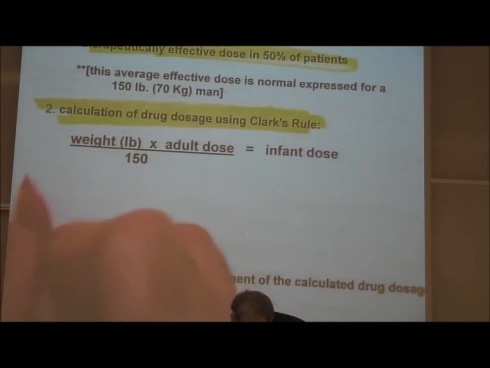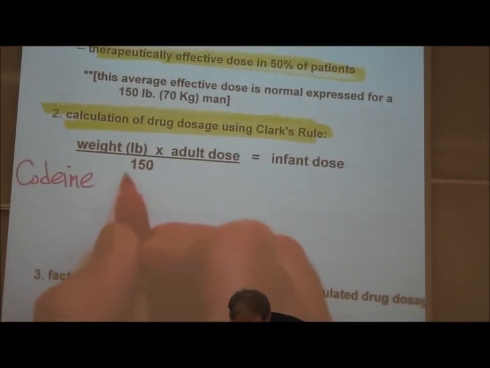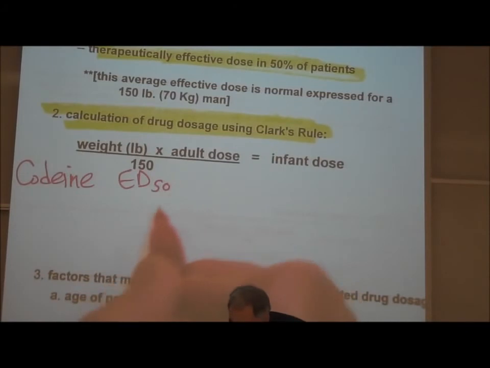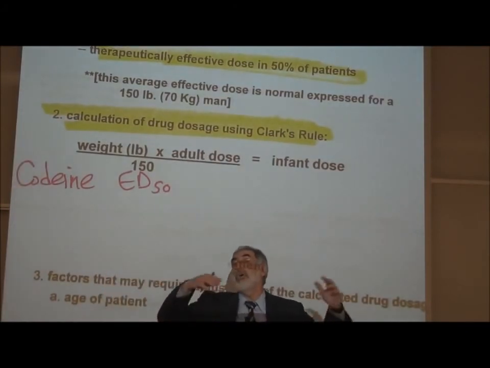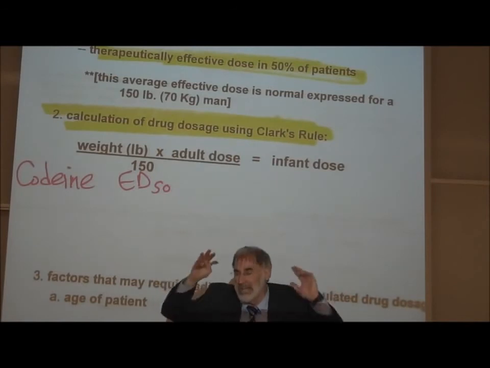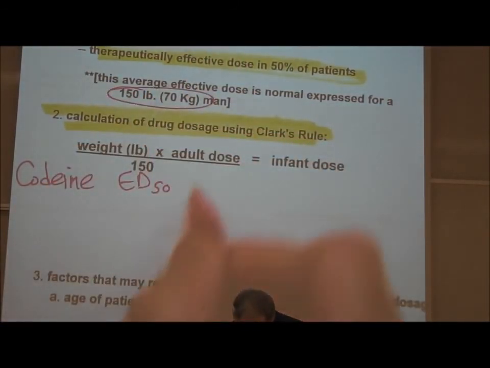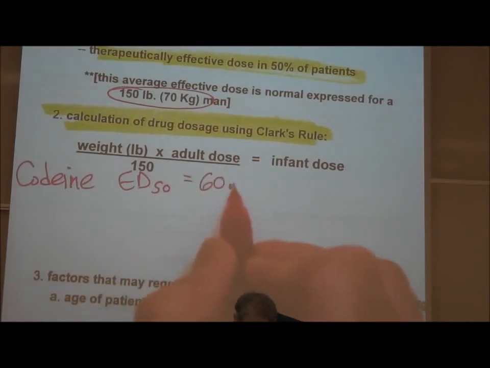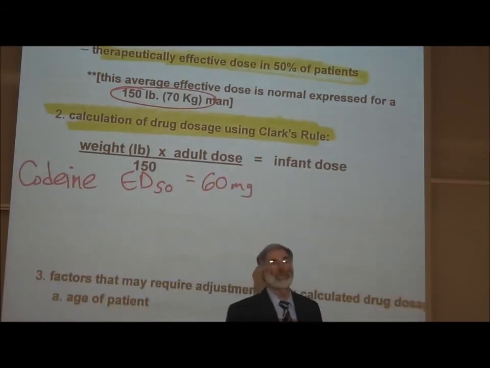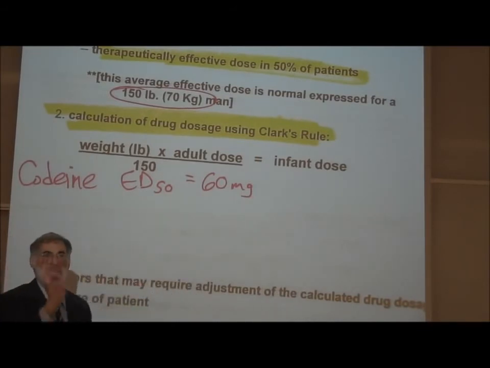If you look up codeine, you would see that the recommended dose for codeine, the ED50 for codeine, the effective dose in 50%, not of the whole population, but of young adult men weighing 70 kilograms, about 150 pounds, is 60 milligrams. So if you look up codeine, it will say 60 milligrams is the recommended dose.